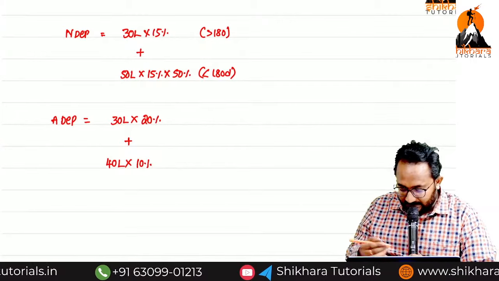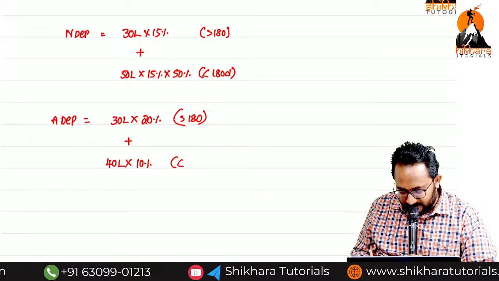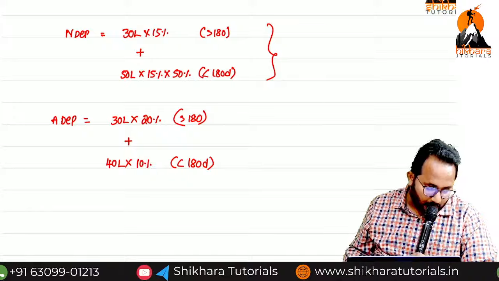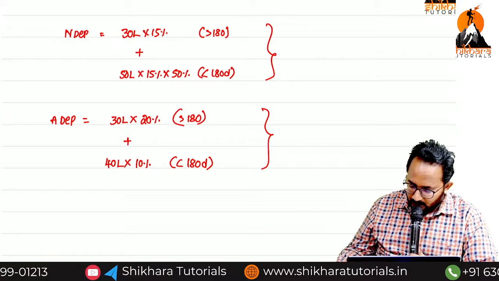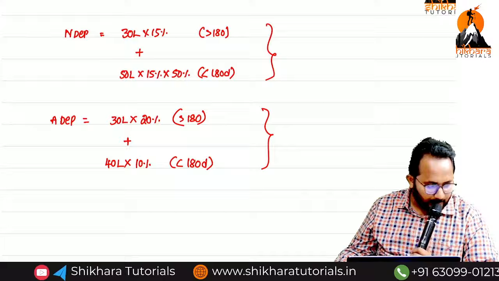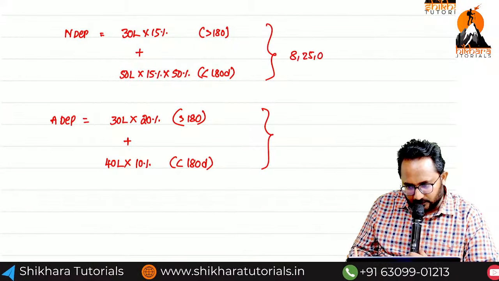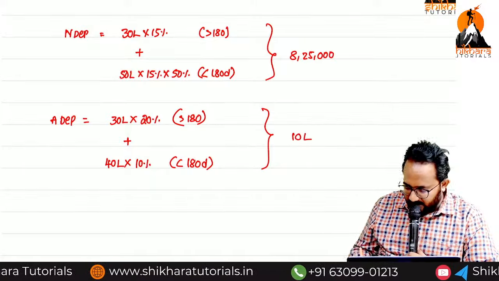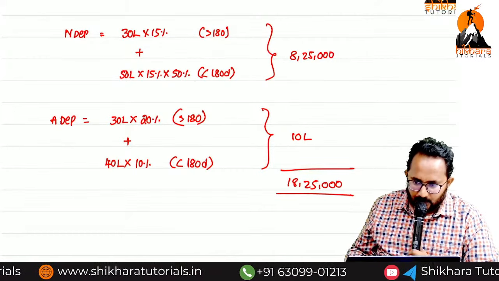Next, what is the rate? 10%. Why? Here put to use more than 180 days. Here put to use less than 180 days. Suppose all come together, normal depreciation: 4,50,000 plus 3,75,000, 8,25,000 you can get. Next, yes, you will get 10 lakh additional depreciation, totally 18,25,000. Are you understood?